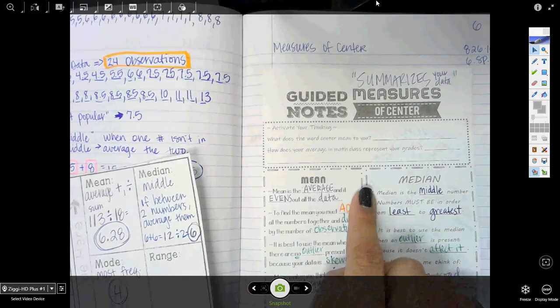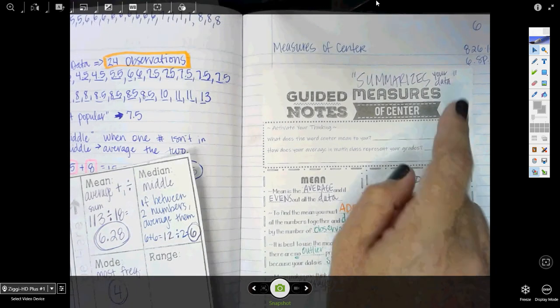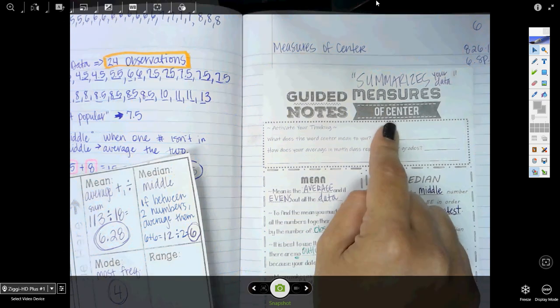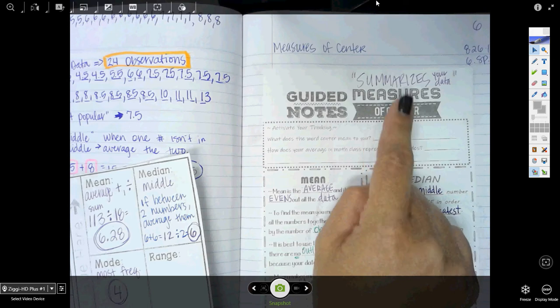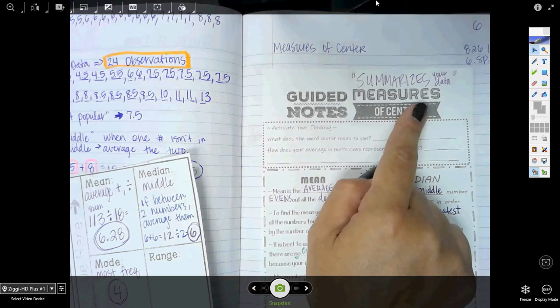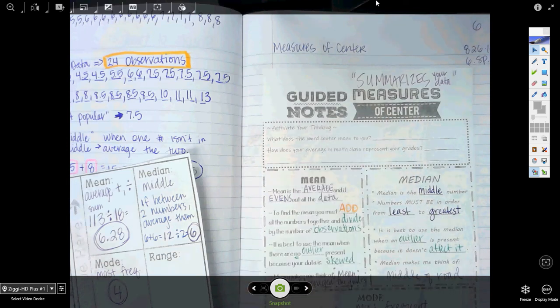I just want to start real quick to say that on page 6 we talked about measures of center. And measures of center is not on your test tomorrow, but I wanted to make sure we understood it for you doing your homework. The biggest thing to remember is that a measure of center for statistics summarizes your data, just like when you get your average on your report card. That average is a summary of how you did the entire 9 weeks.